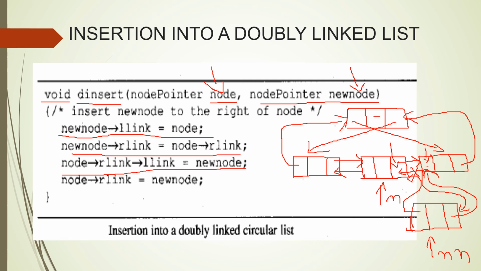Then next, node of R link. Node of R link is this one. Here this link is removed, and this is going to be in place like this. So this is how you can insert a new node to the right of a node pointed to by a variable node.